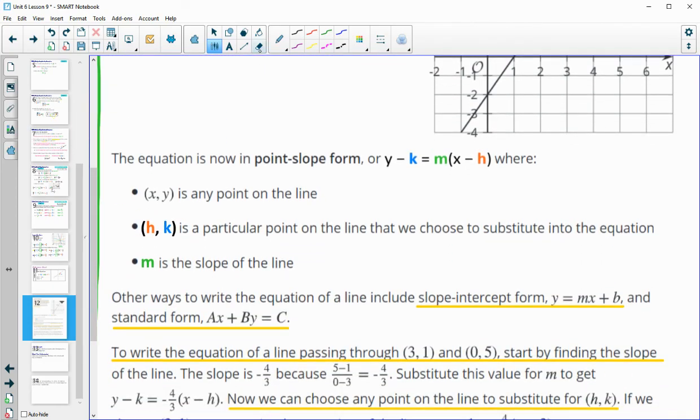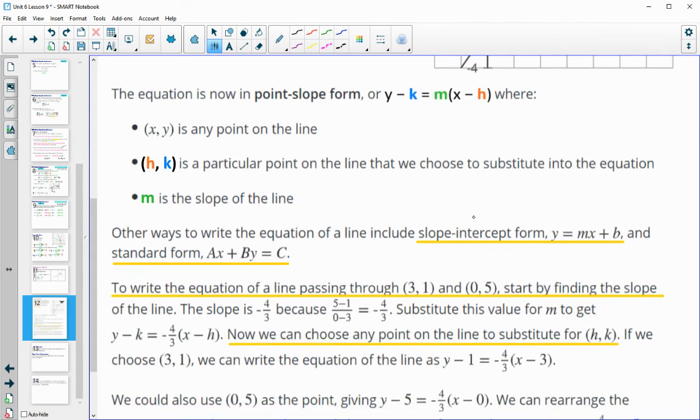So remember that point slope form is what we looked at a lot today. So here's point slope form. I just highlighted some of the different things. (x, y) is any point on the line. (h, k) is a point that we know that's given to us. m is the slope. We also have seen slope intercept form in the past, y equals mx plus b. Also standard form, ax plus by equals c.